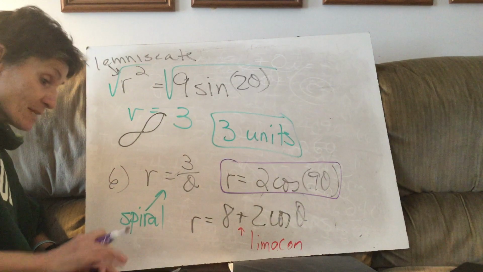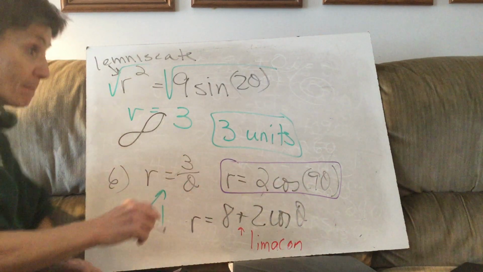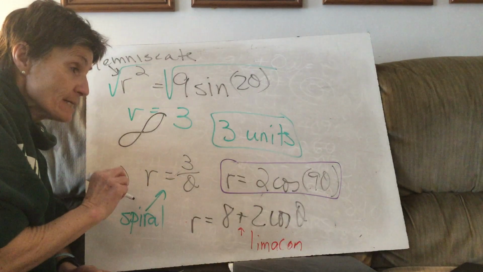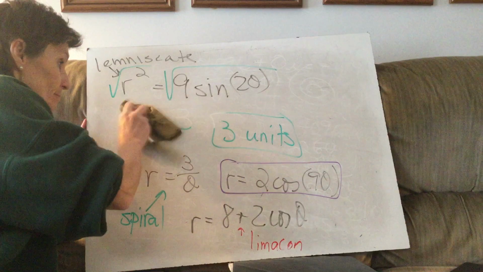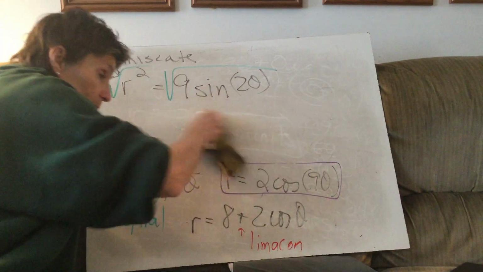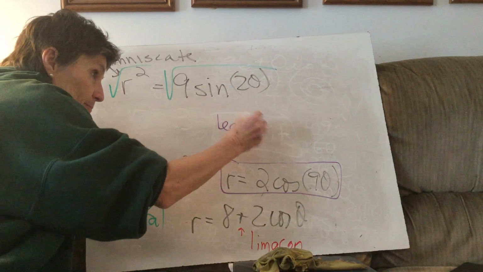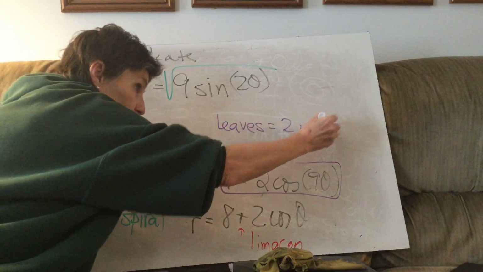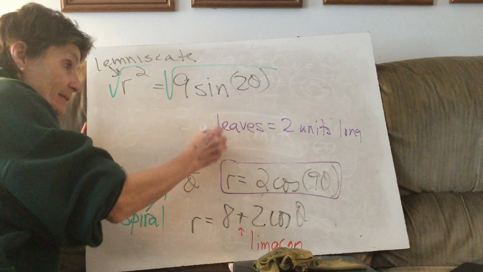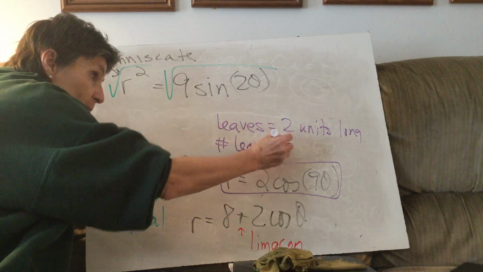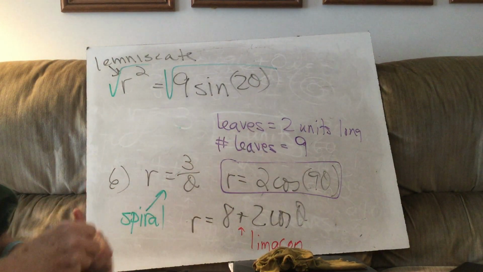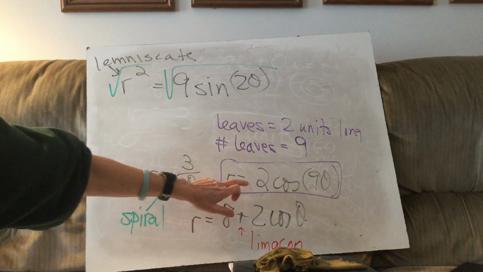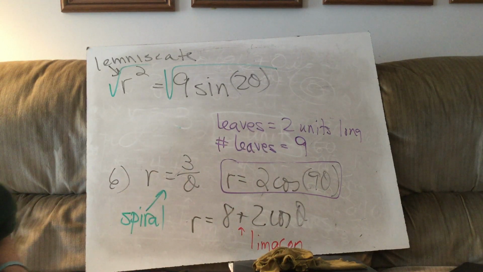Now, it doesn't ask me about it, but before we go on, let's review a little bit. This rose, how long are his leaves? His leaves are 2 units long. And what is the number of leaves? Well, again, if that number's odd, that's how many you've got. So this is a 9-leaved rose. If you were going to graph that on your calculator, you would get a nice little rose that has 9 leaves.